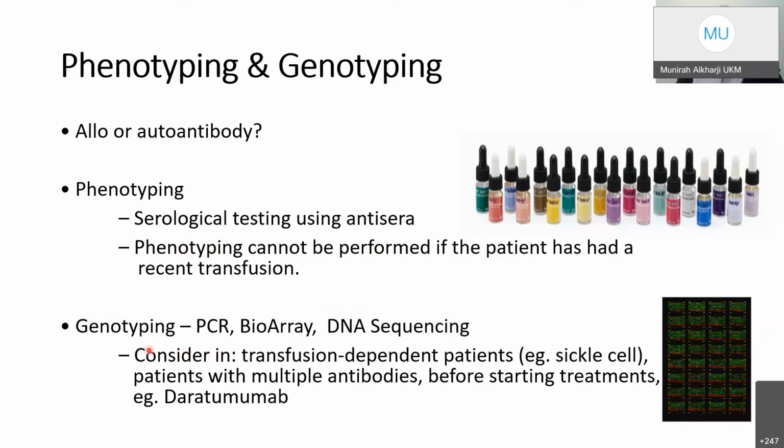Then we go to genotyping. We can use genotyping if we cannot test the antigen using phenotyping because of a recent transfusion or a transfusion dependent patient, as an example sickle cell and thalassemia. We can also do it for patients who have been treated with daratumumab drug. Okay, the genotyping techniques are PCR, bioarray, and DNA sequencing. This is an example of the test.